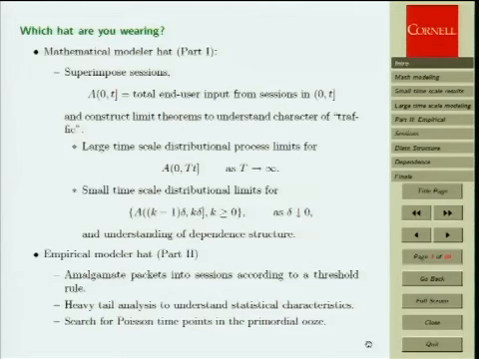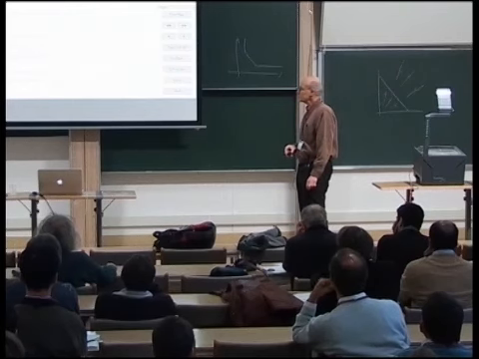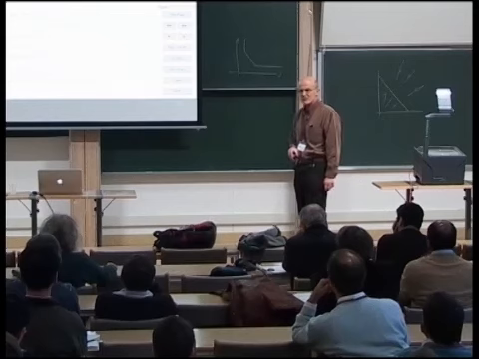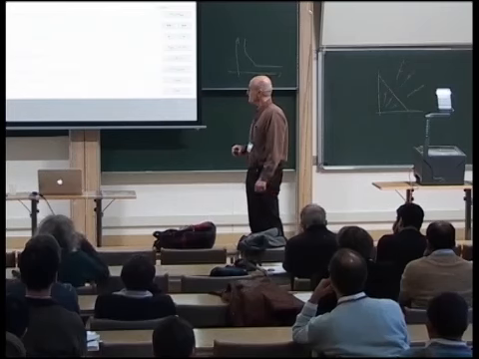And then if you're the empiricist or the statistician, you're going to actually collect packets. Well, in this case, it's packets. And you're going to take some rule, amalgamate these packets into a session, and use heavy tail analysis to get the statistical characteristics. And then you're going to search for Poisson time points among the assembled sessions.